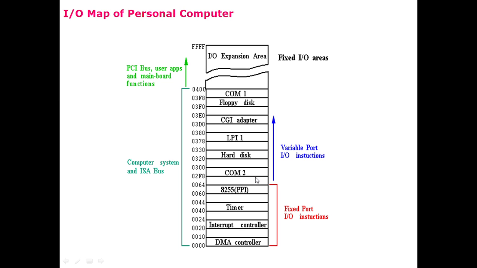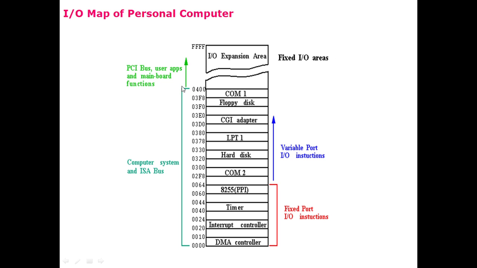While the input and output ports from here and onwards use variable port input and output instructions, because these port addresses are 16-bit, so they can only be provided through the DX register, while port addresses up to here are 8-bit ports, so they can directly be provided. So that's why they are called fixed port I/O instructions, while here the port addresses are 16-bit or more than 8-bit, so that's why these port addresses would be provided through the DX register, and that's why they are called variable port I/O instructions.